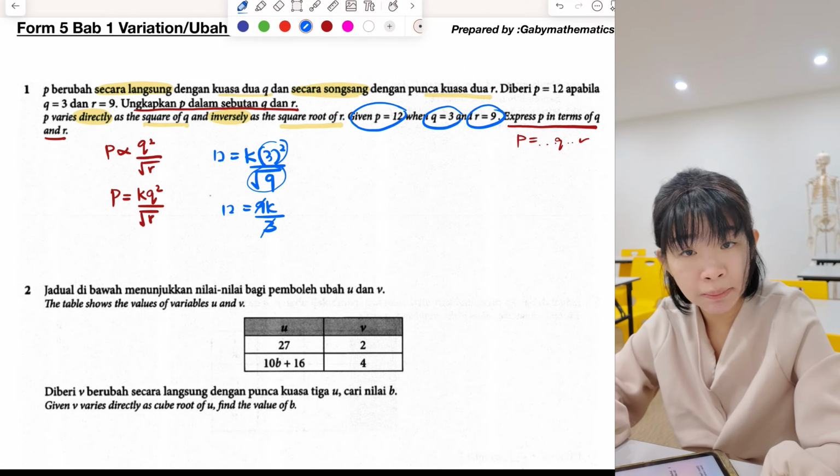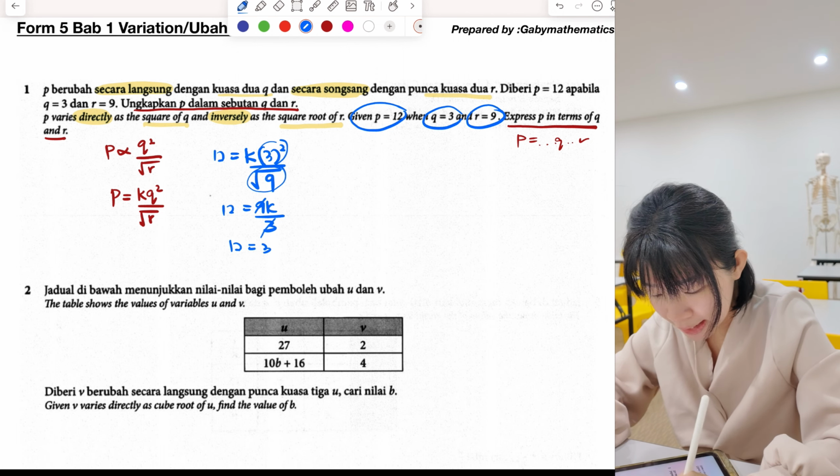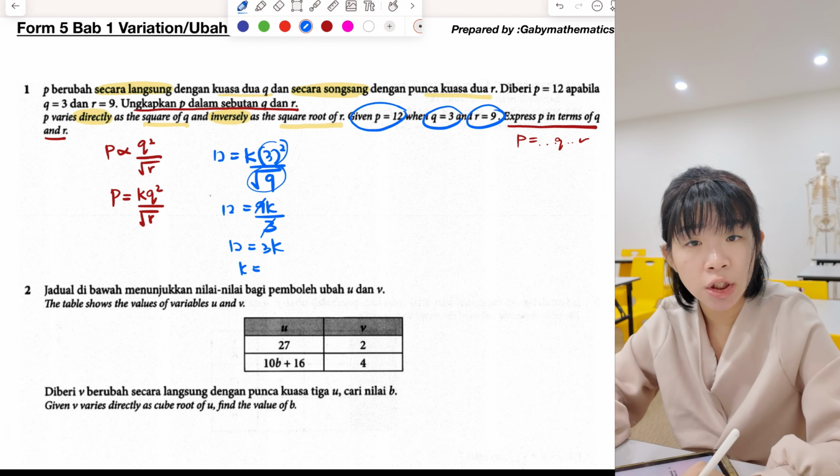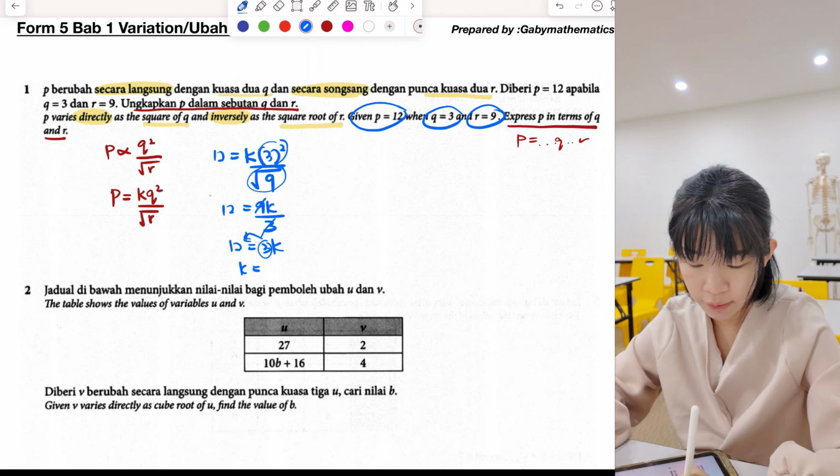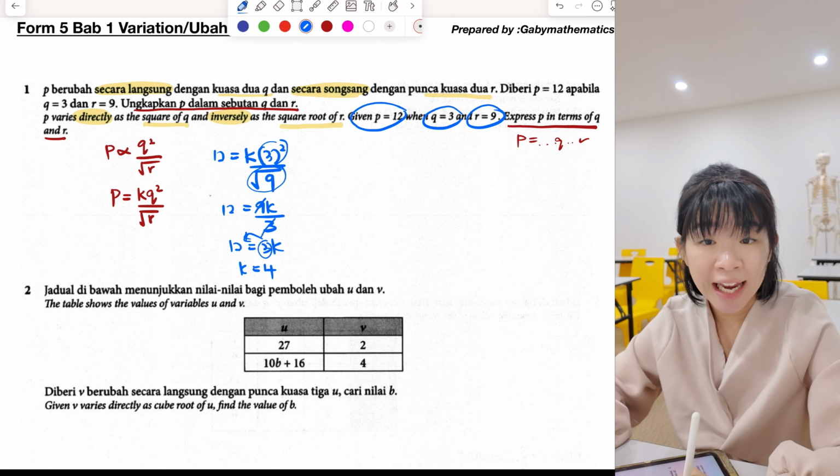The 3 and 9 can simplify. So 12 equals 3K. So at the end, K is how much? The 3 we bring over becomes divide. 12 divided by 3, so we get 4. Alright, so now K is 4.